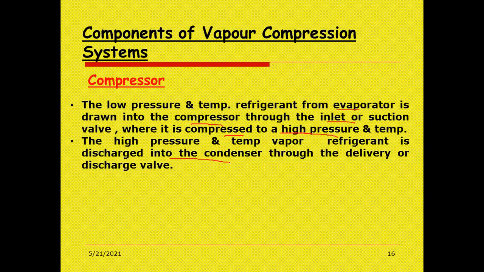So what it is doing? Here the compressor is taking the low pressure and temperature refrigerant from the evaporator, and it compresses it to a high pressure and temperature. The high pressure, high temperature refrigerant is discharged into the condenser through the delivery tube. So that is the main thing happening in the compressor.